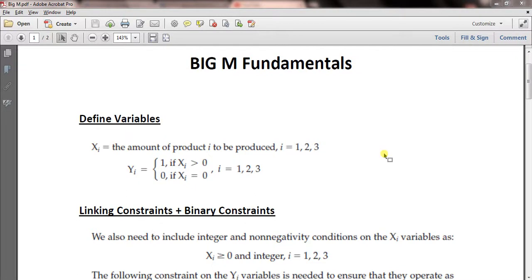Hi everybody. This video is regarding the concepts related to the big M. This is a bit complex and difficult area to understand, but I'll try to make it very simple. We have to just keep in mind a few things when we try to understand a scenario and a problem.